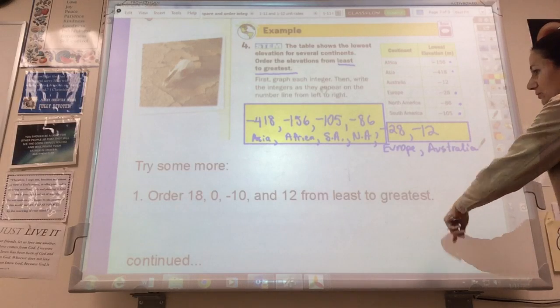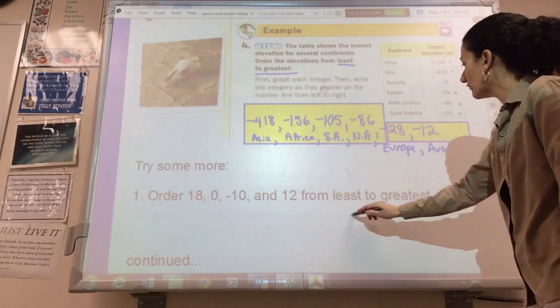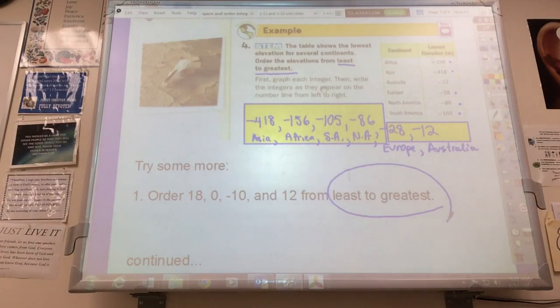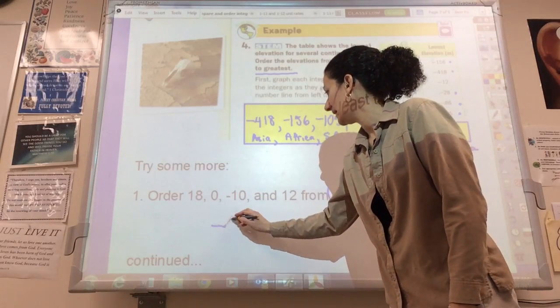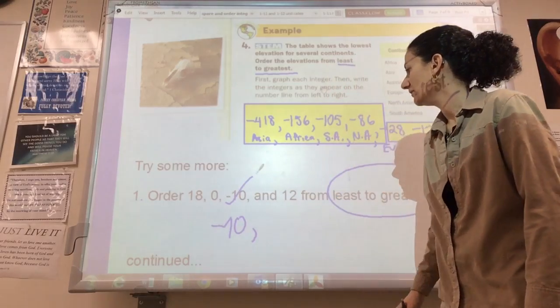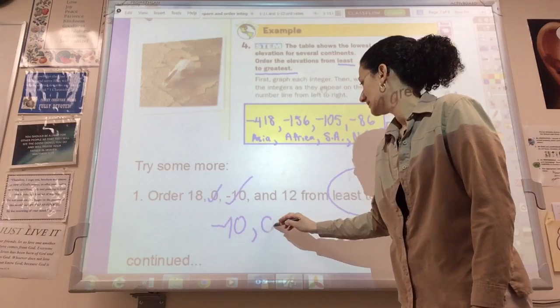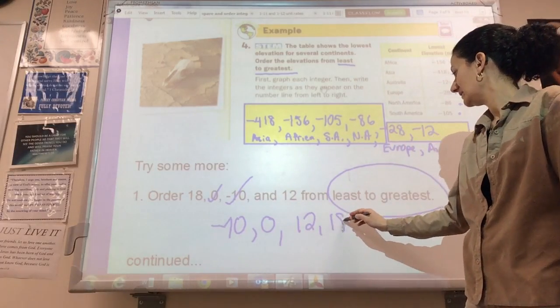Try one on your own and we will wrap it up for today. Okay, let's check your work. Again, we're going from least to greatest, but watch out for that because sometimes it'll say greatest to least. So we only have one negative number, so that makes it easy. -10 is definitely smaller than the rest of these, and check that off. And we've got 0, then 12 and 18. 12 is smaller than 18. 18 is the biggest.